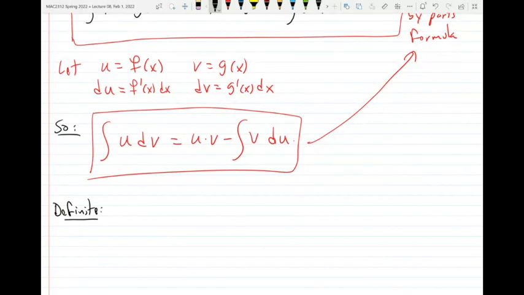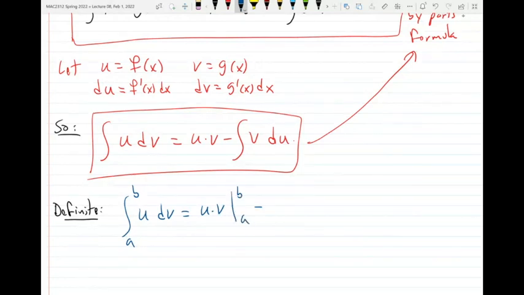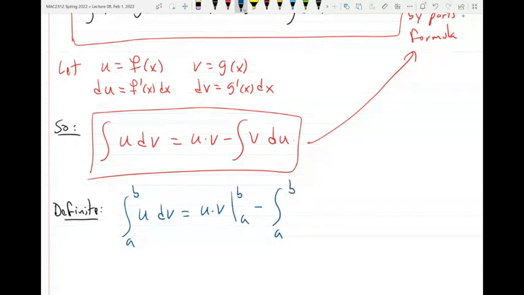And then there is the definite version. So if you want to do this as a definite integral, it's the same thing: from a to b, u dv equals u times v, now you have to evaluate, minus the integral from a to b of v du.